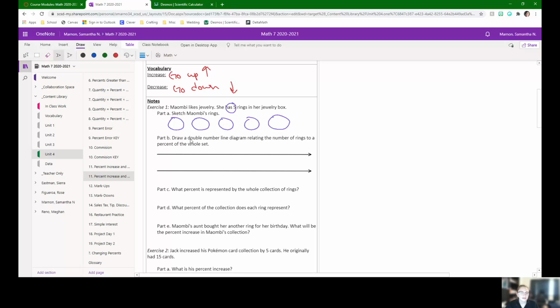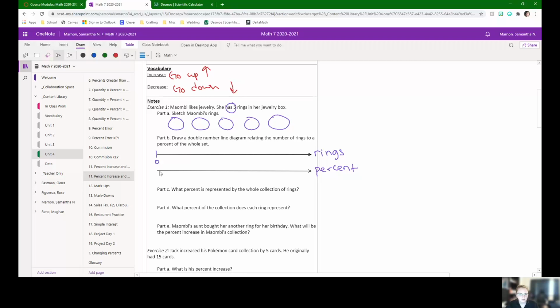Now it wants us to draw a double number line diagram relating the number of rings to the percent of the whole set. So I'm going to have this line on top be the rings, and this line on bottom be the percent.